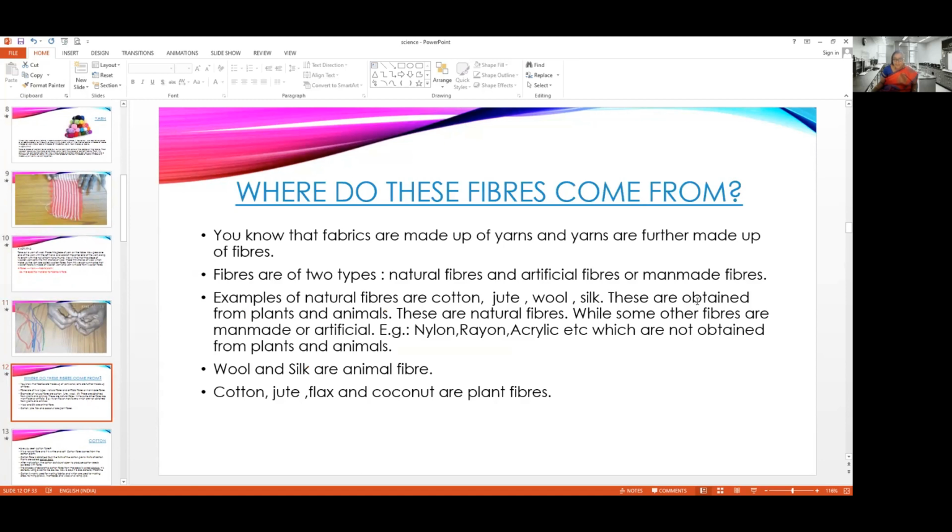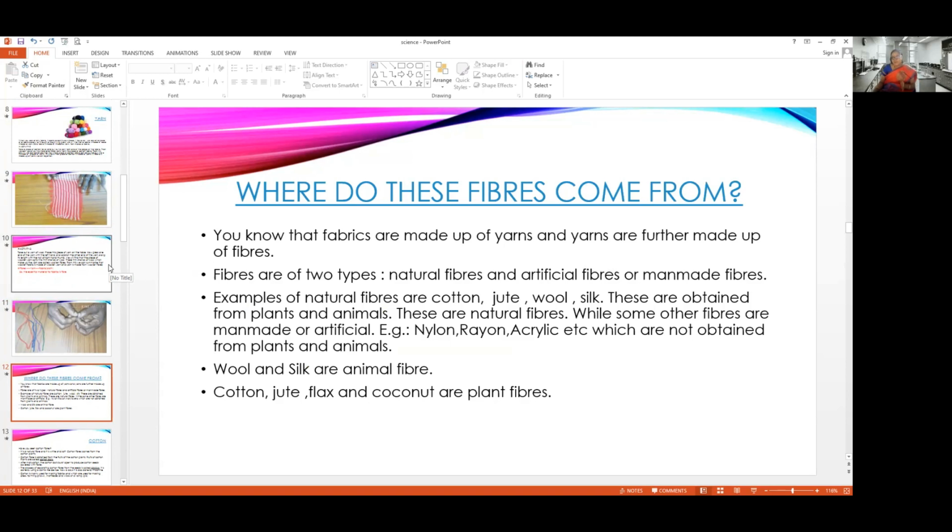Where do these fibers come from? You know, fabrics are made up of yarns. Yarns are further made up of fibers. Fibers are of two types: natural fibers and artificial fibers, which we can also call man-made fibers. Natural fibers are again of two types: plant fiber and animal fiber.